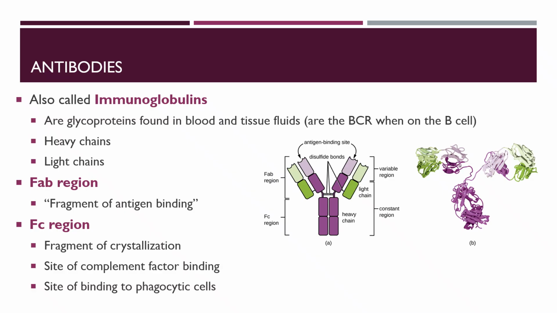They are composed of a heavy chain and a light chain. They have a Fab region, which is a fragment of an antigen binding. They have an Fc region, which is a fragment of crystallization and the site of complement factor binding, and the site of binding to phagocytic cells. So you can see what one looks like over there on the right-hand side.